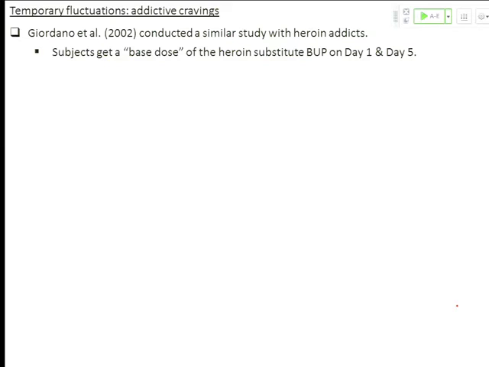It doesn't make you, for example, want to crawl into a dark place and just curl up in a ball. So they come into the clinic on 2 days, day 1 and day 5, and no matter what day they come in, they're going to get their base dose of this stuff called BOOP, which is this heroin substitute.